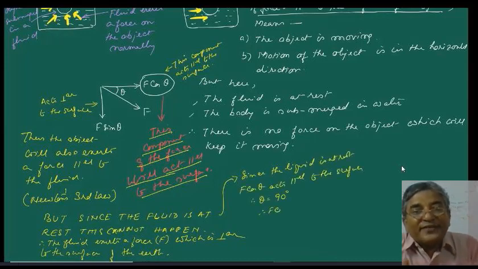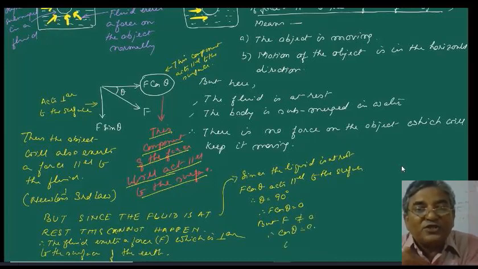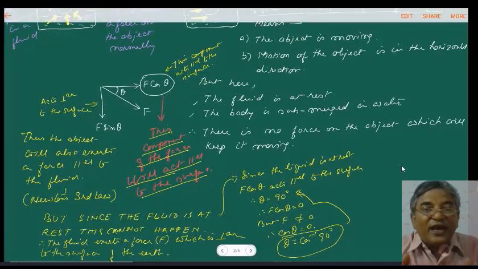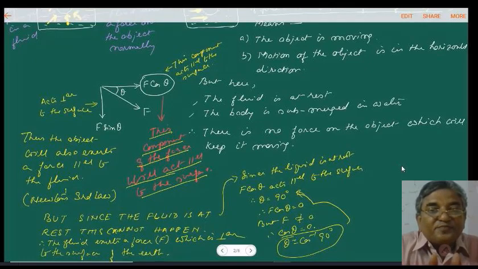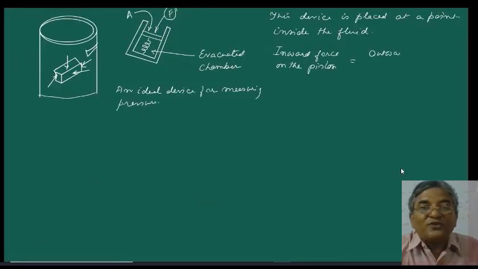Now, since the fluid is at rest, the component F cos theta, which acts parallel to the surface, must be zero. Here theta is 90 degrees. That means F cos theta is 0. F cannot be 0, so cos theta will be 0, therefore theta is equal to cos inverse of 0, which is 90 degrees, and what remains is F sin theta, with sin theta equal to 1.